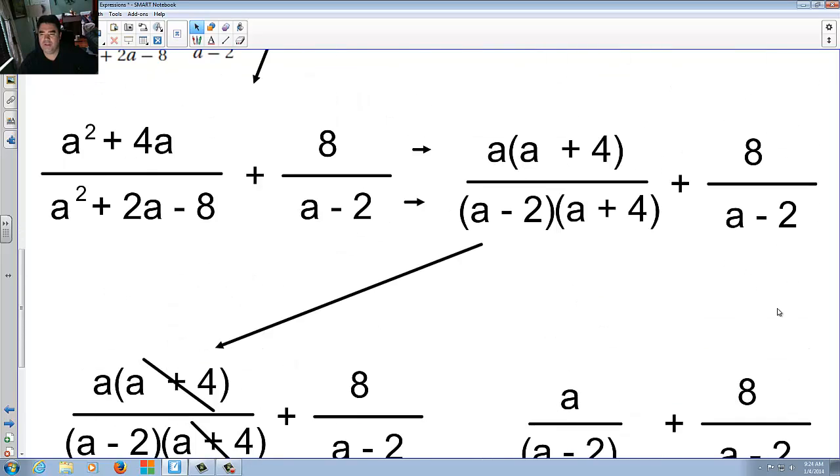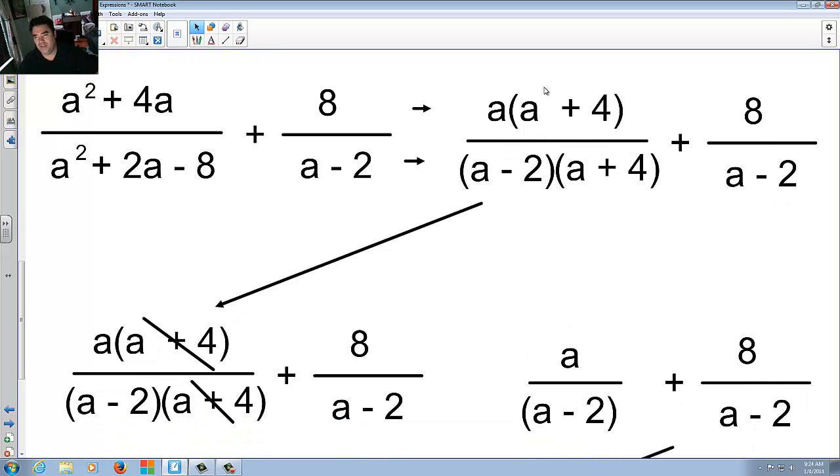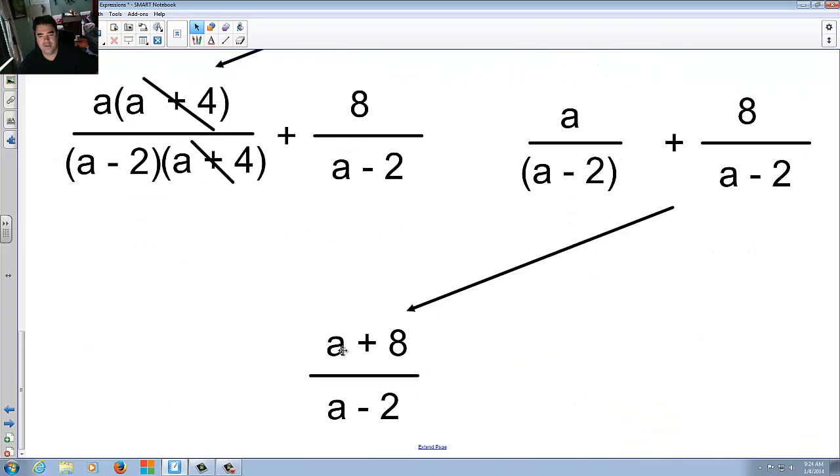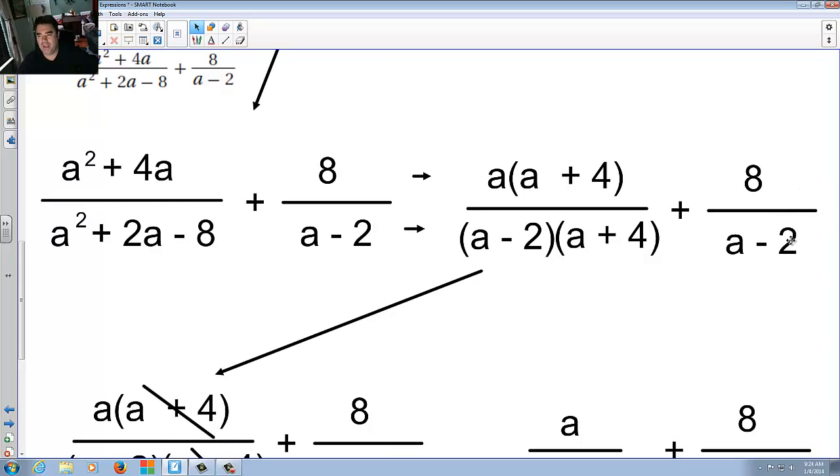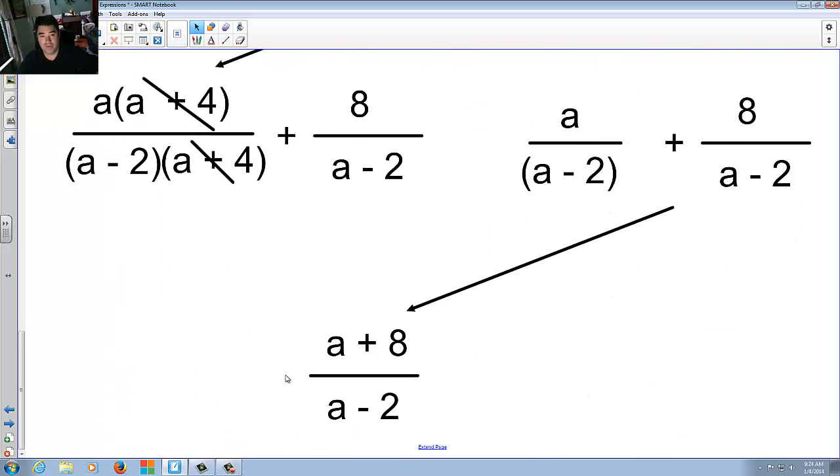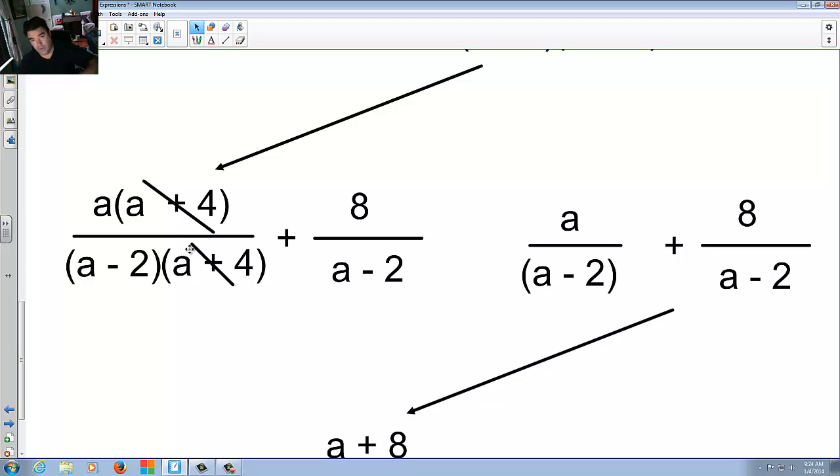You know what? I did something different instead. I actually went ahead and just canceled out the a plus 4, which actually is a better idea. You could multiply them both by a plus 4, but instead I made my life easier by just canceling out the a plus 4s. Good thinking. So a over a minus 2 plus 8 over a minus 2. a plus 8 is going to be a plus 8 over a minus 2. If I would have multiplied them both by a plus 4, I would eventually have gotten all the way back here, but it would have taken me longer. So if you can pre-divide, always a good idea.